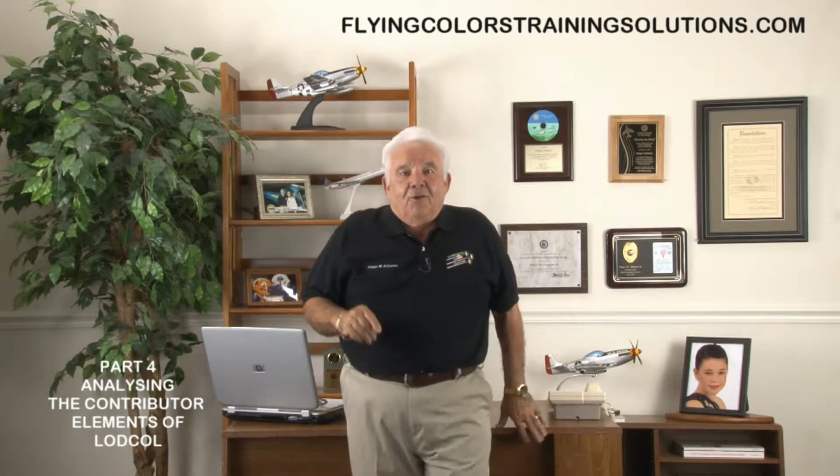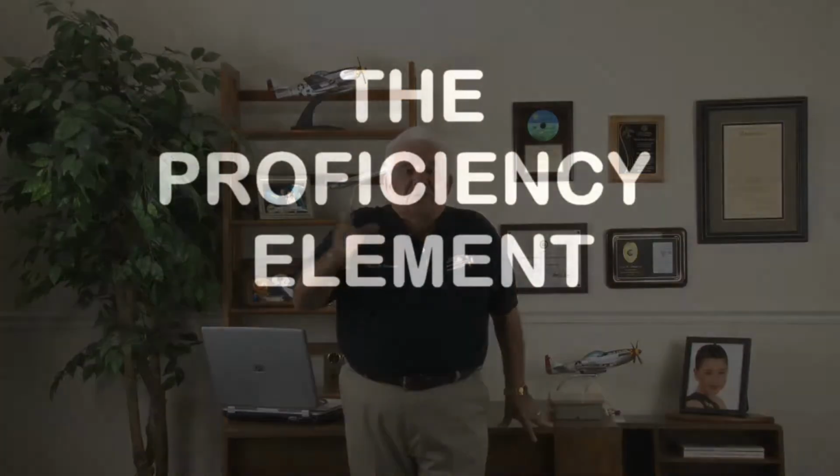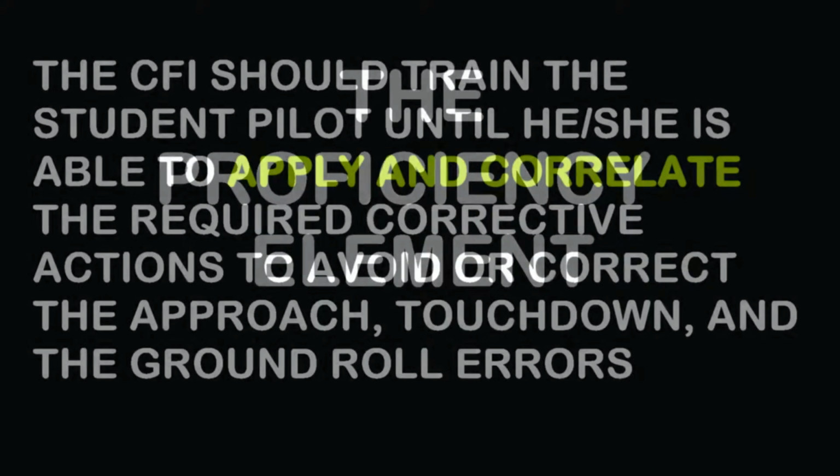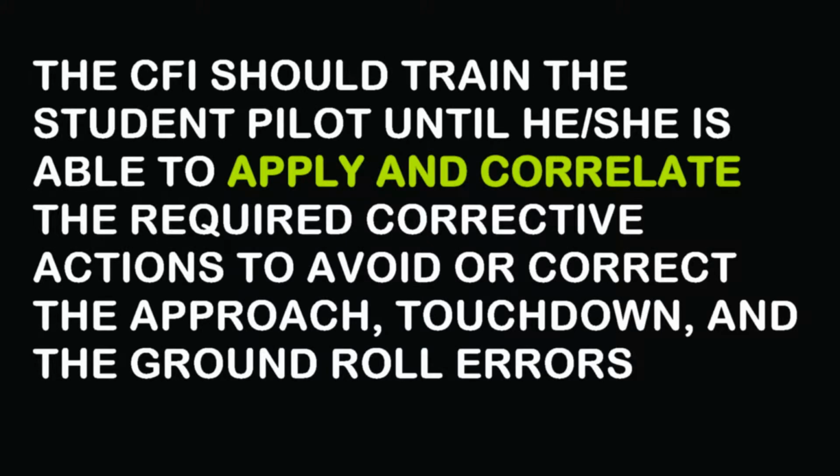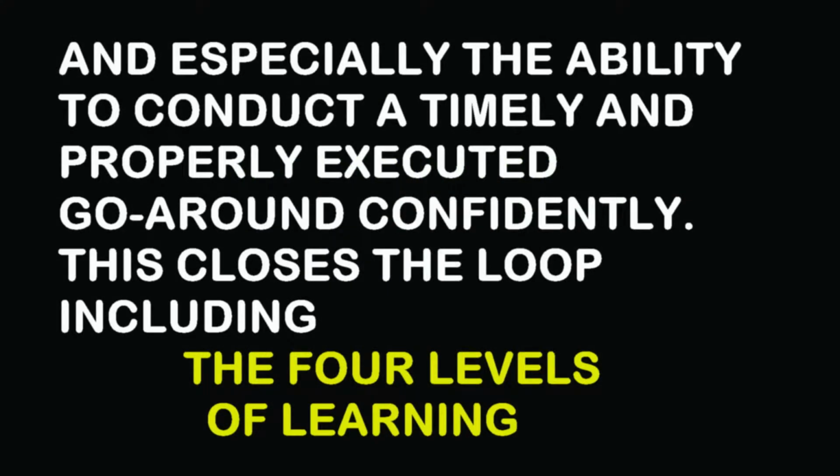Now, we're going to review the proficiency element. The CFI must train the student pilot until he or she is able to apply and correlate the required corrective actions to avoid or correct approach, touchdown, and ground roll errors, and especially the ability to conduct a timely and properly executed go-around confidently. This closes the loop, including the 4 levels of learning.